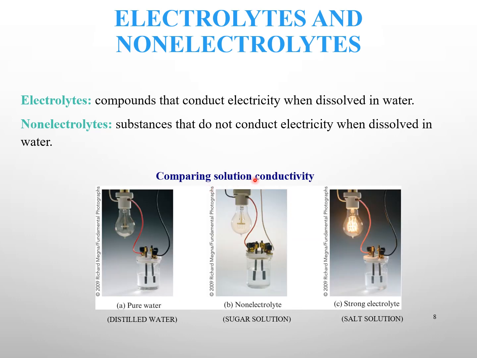So let's compare some solution conductivity. Let's use water as our control. Pure water with no ions in it should not have any conductivity. Now, if you use sugar solution, you pour some sugar and dissolve it into the pure water, it will also not light up the light bulb because it doesn't conduct electricity, so this is a non-electrolyte. On the other hand, if you use salt solution, which is an ionic compound, you will be conducting electricity because the ions are forming as you dissolve the ionic compound in water. So this will be considered an electrolyte.